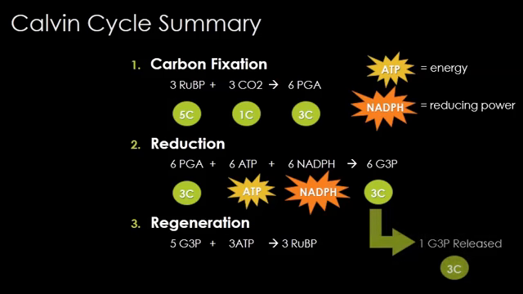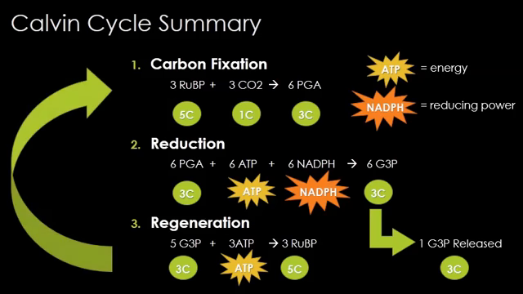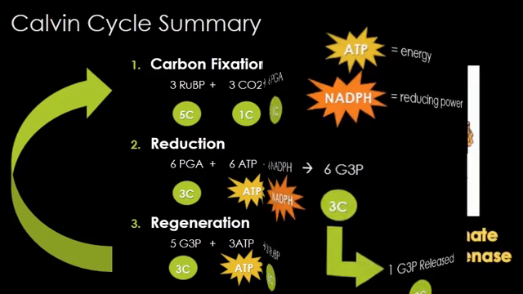For every 3 CO2s that came in, 1 G3P can be released, and the other 5 will be rearranged using a little bit more energy back into the RuBP I need to keep the whole cycle going. So it's a constant cycle that produces sugar by using the energy of ATP and the reducing power of NADPH.